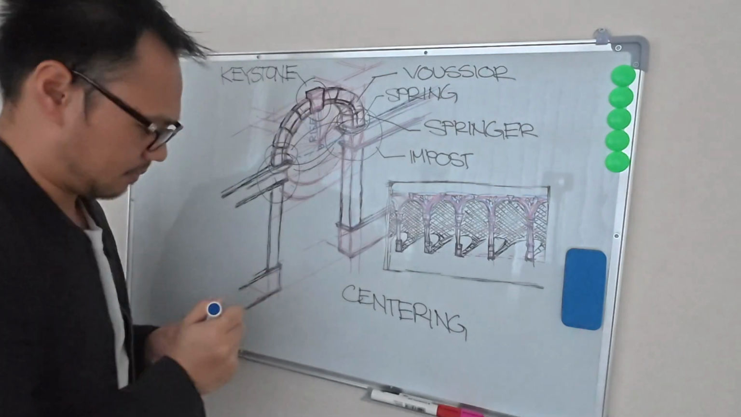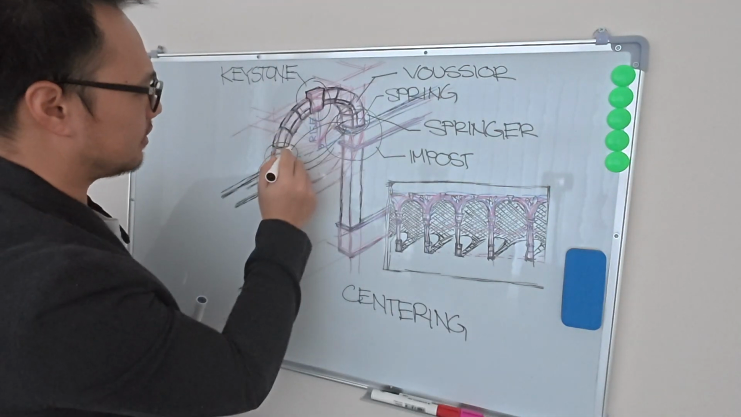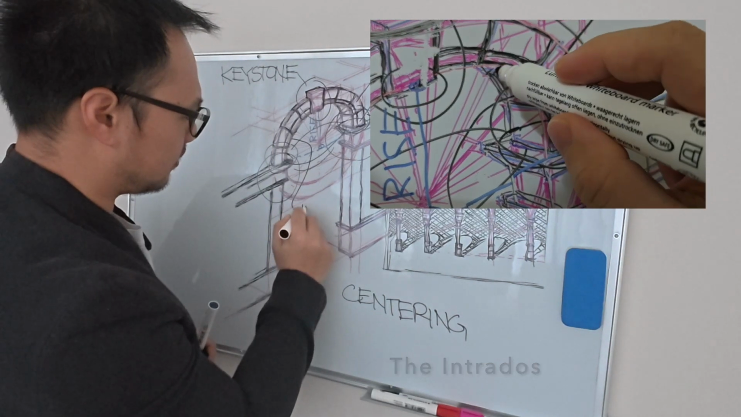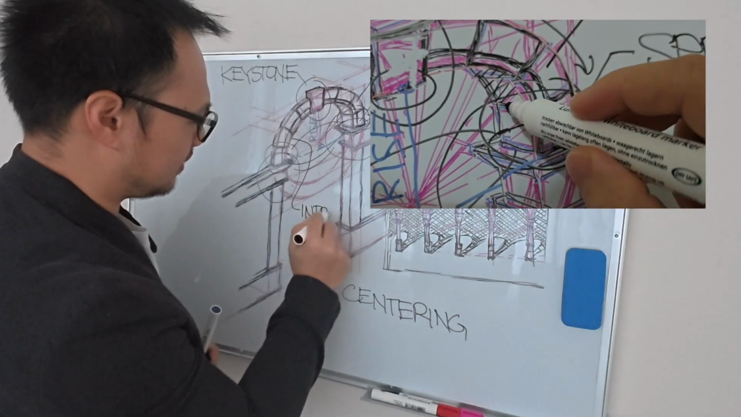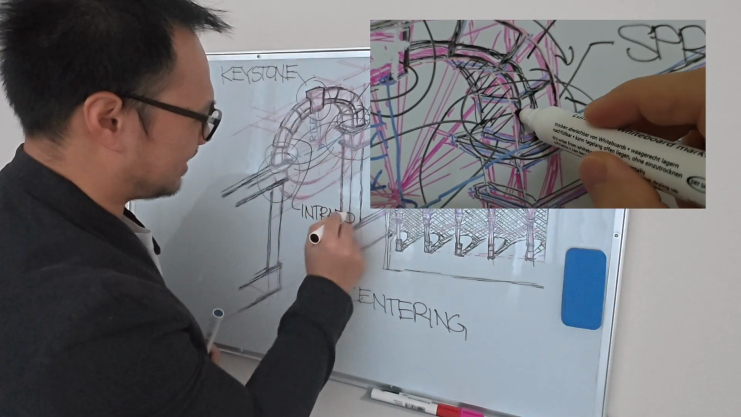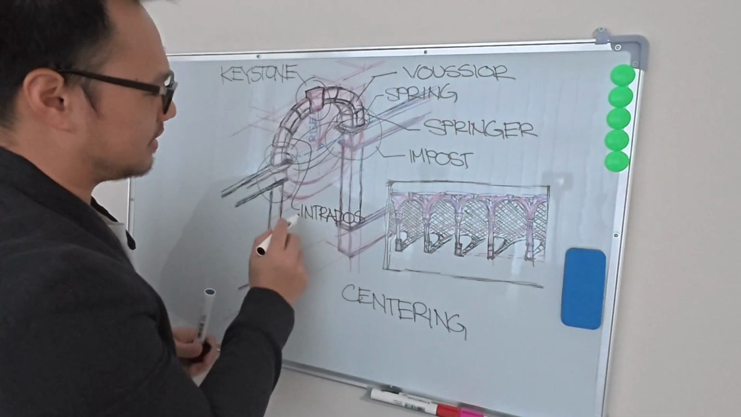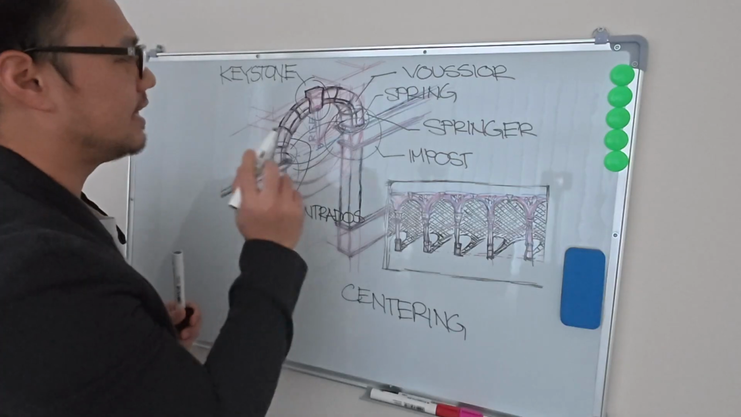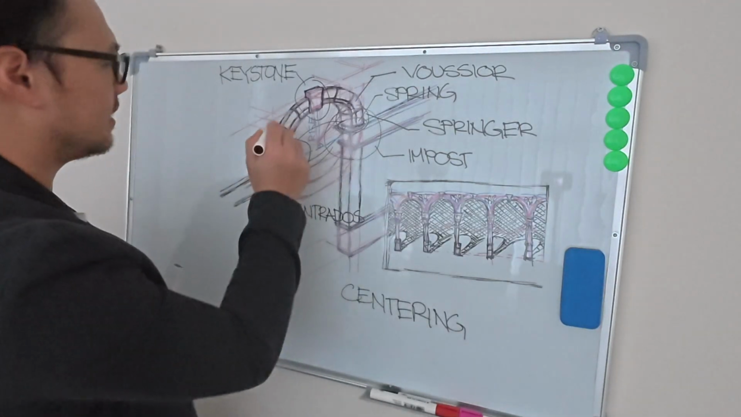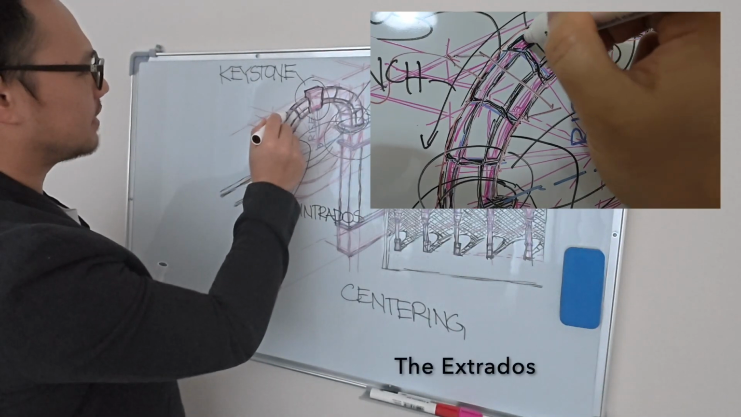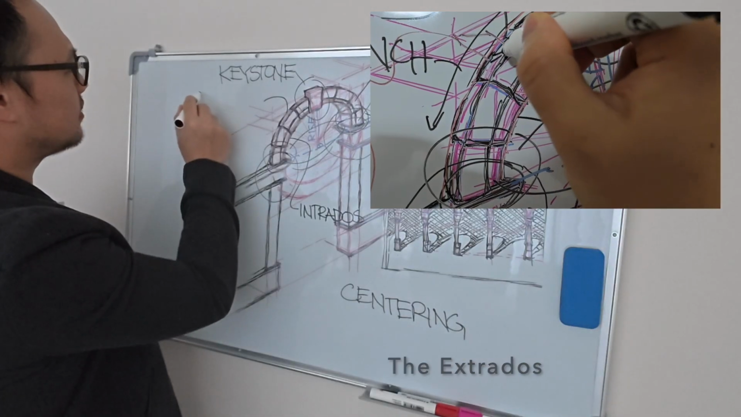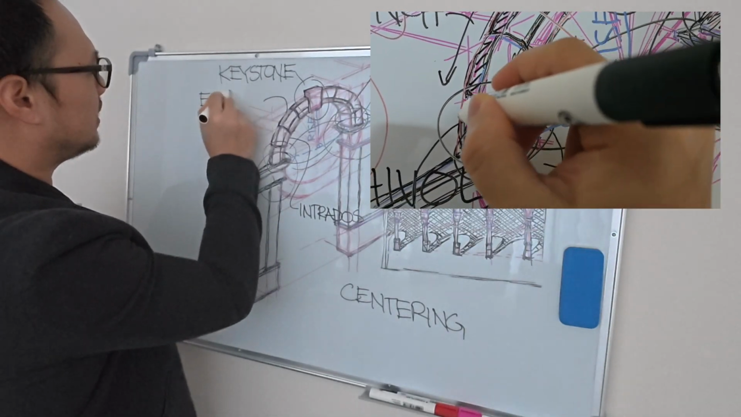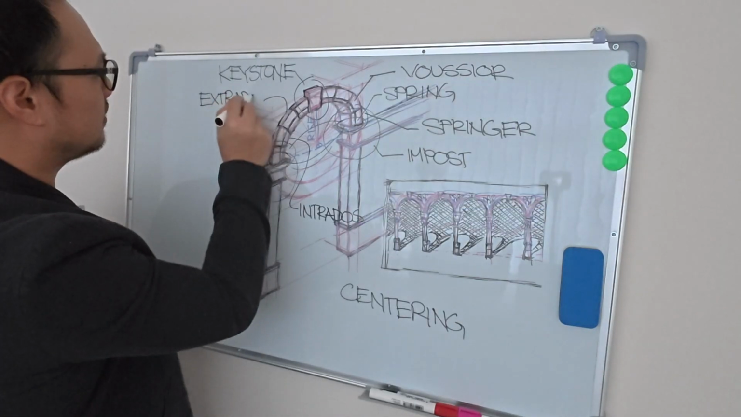The inner portion of the arch is known as the entrados. So the inner part of the arch, the inner perimeter, let's say, is called the entrados. And the outer perimeter, of course, of the arch is what we call the extrados. Oops, extrados, there we are.